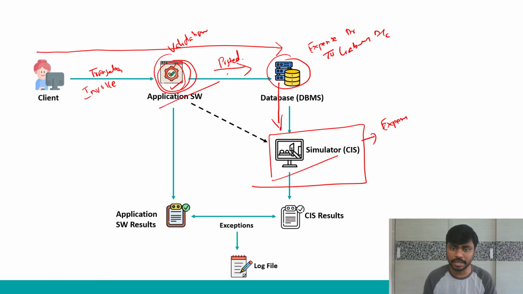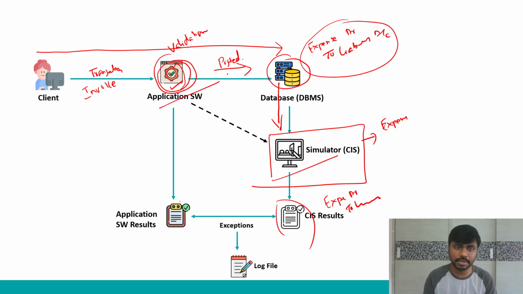This is what I captured here, the CIS results. Even here you get expense debit to liability account. The application software already has the result we discussed, and that result will be compared with the CIS result. If both are tallied, well and good. If there is any variance or exception, that will be logged into the log file.